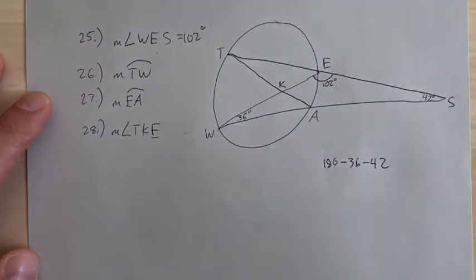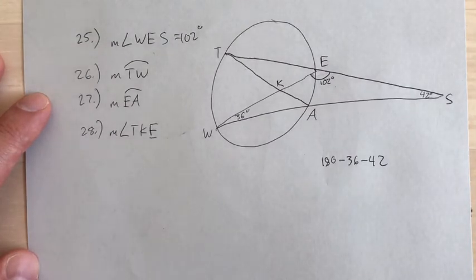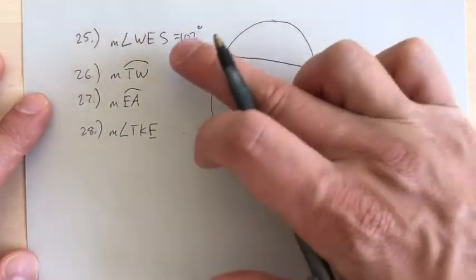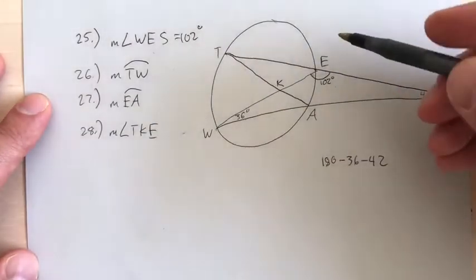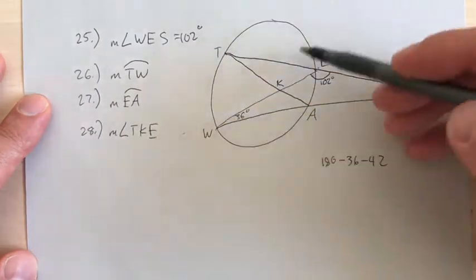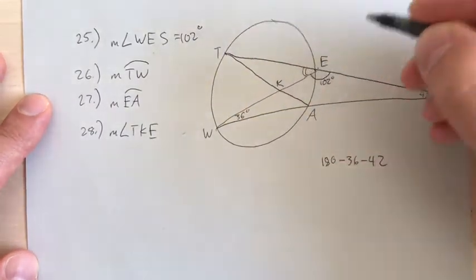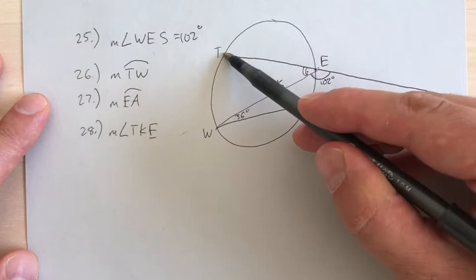The next thing it wants me to do is find the measure of arc TW. In order to get TW, there really is no information given about the arc measurements around the circle at all. So the only way I'm thinking about doing it is getting information on this inscribed angle, which is TEW, this guy right here. If I knew what this angle was, I could double it because this is the inscribed angle of arc TW.